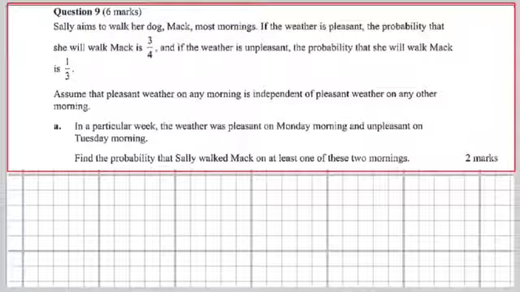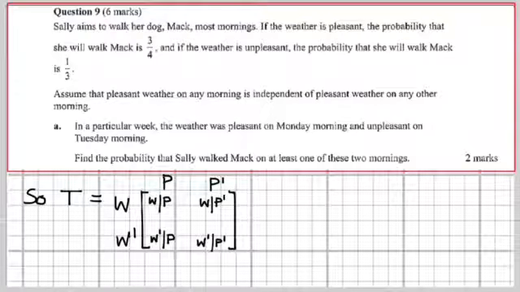Alright, this is conditional probability. A, in a particular week the weather was pleasant on Monday morning and it wasn't pleasant on Tuesday morning. Find the probability that Sally walked Mac on at least one of these 2 mornings. Alright, I think we can get all that.